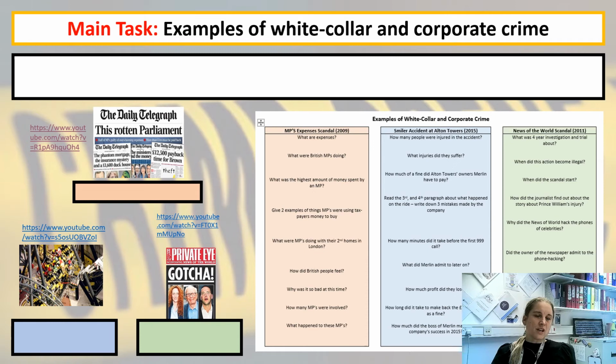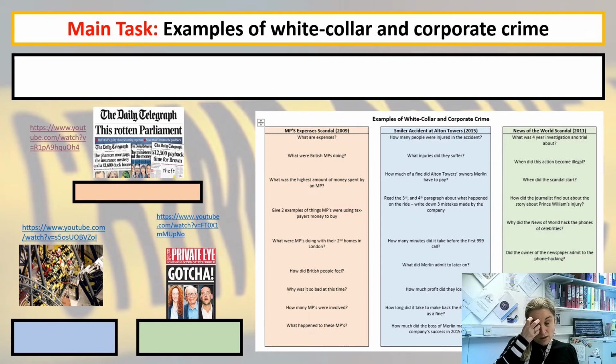Okay, so what you're going to do on the next slide, this table of questions is in your Google Classroom. So the first thing you need to do, if you possibly can, is print that out. If you can't print it out, then you are going to have to answer the questions into your book bit by bit, I'm afraid. So see how you go. If you can print it out, that'd be helpful.